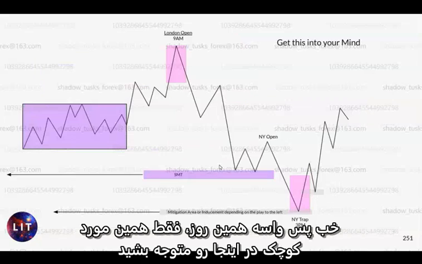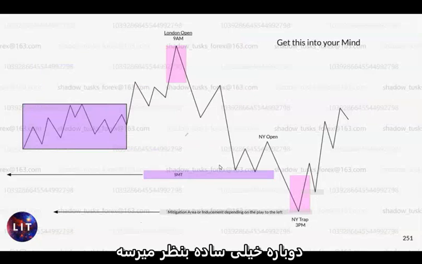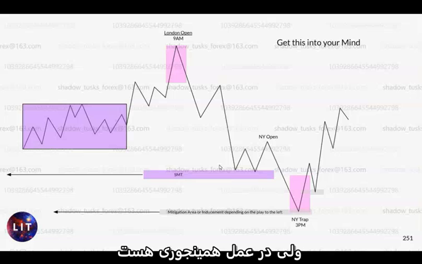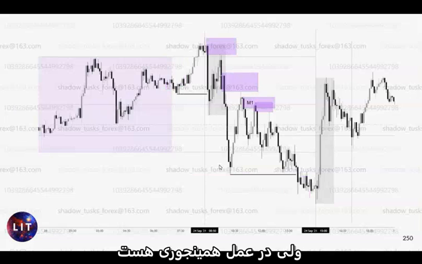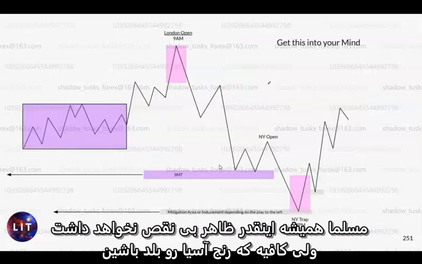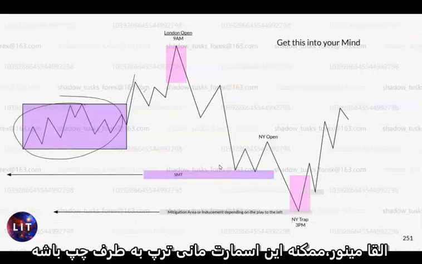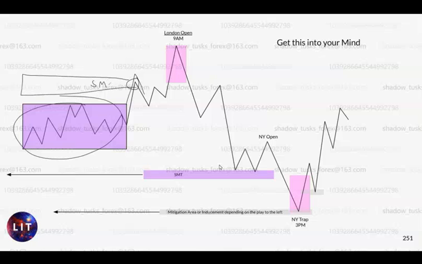So for this day, just understand this little thing in here. And again, it looks so simple, but this is it. This is literally it. Of course, it will not look like this perfectly all the time, but understand Asia range, minor inducement. Maybe this is the small money trap to the left, right?